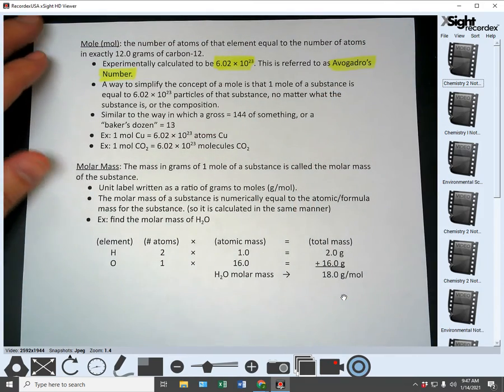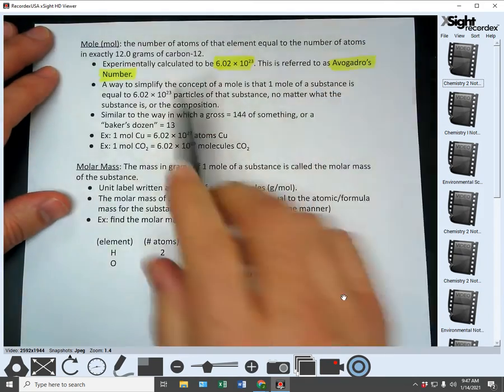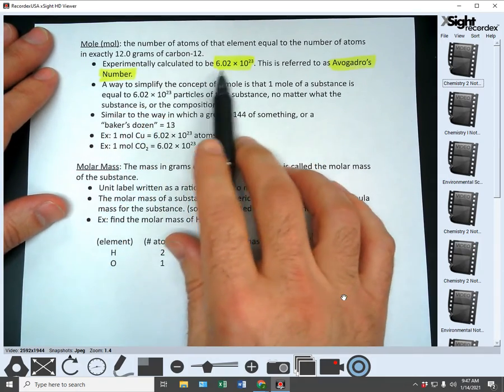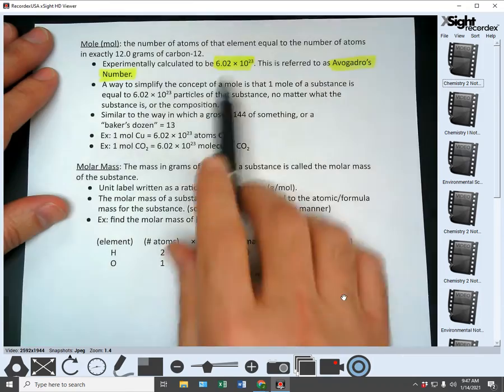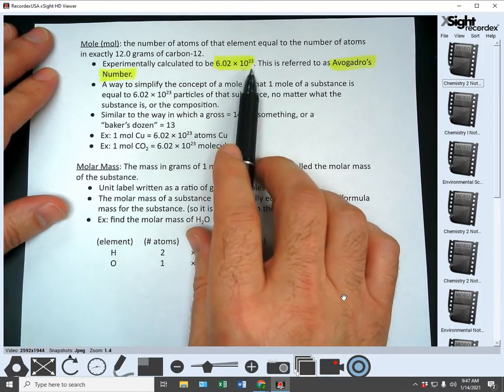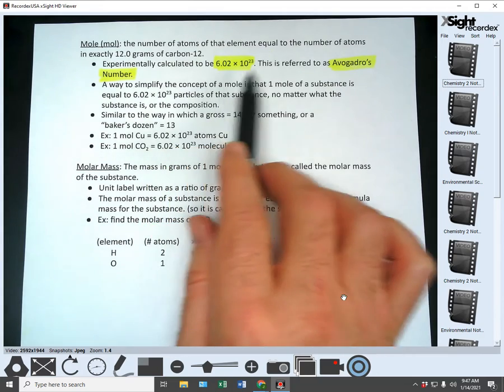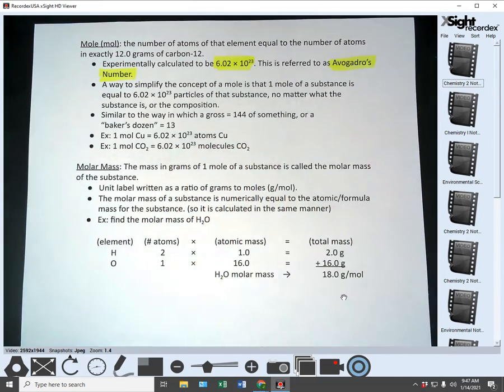So they experimentally calculated this amount, the number of atoms, to be 6.02 times 10 to the 23rd. That's how many atoms are in 12 grams of carbon-12. This is referred to as Avogadro's number.